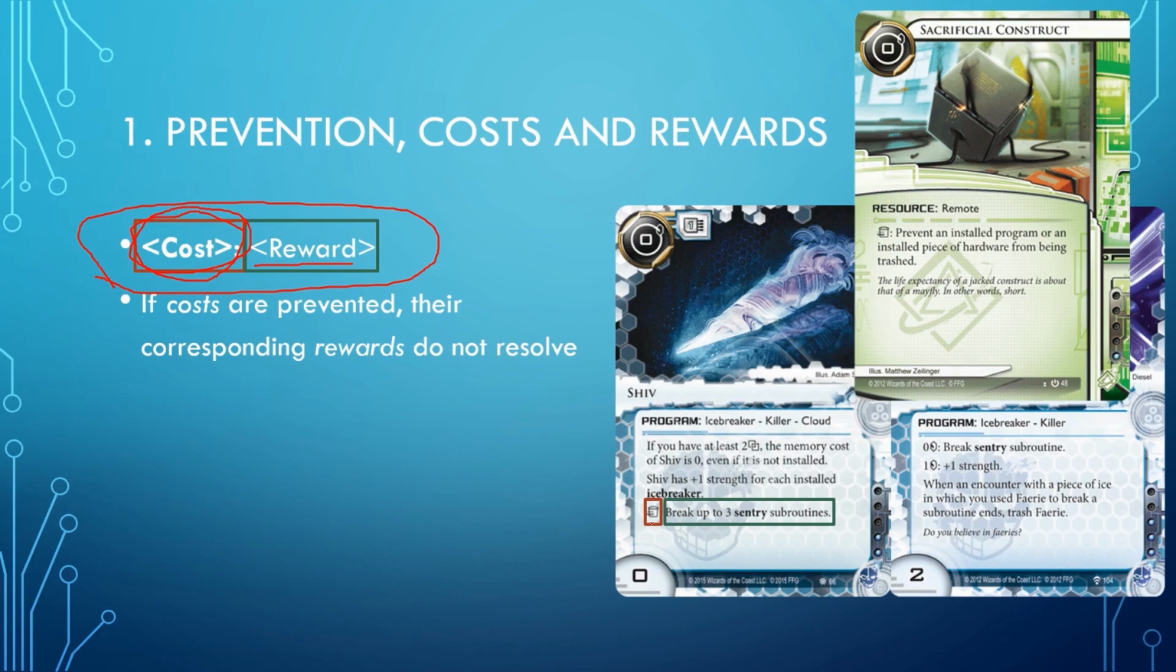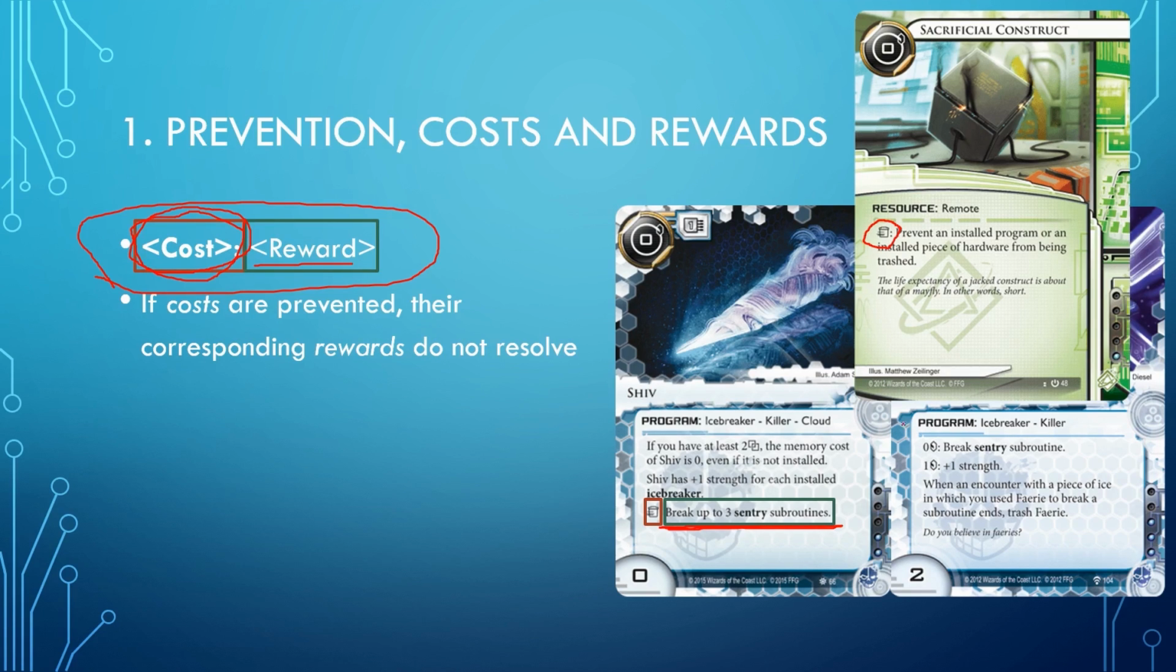However, if you do so, the effect, or rather the reward, which is breaking up to 3 sentry subroutines, will not resolve. So there is basically no benefit to you using Sacrificial Construct on a Shift unless you want to trigger this trash ability for Gyri or Tech Trader or whatever.